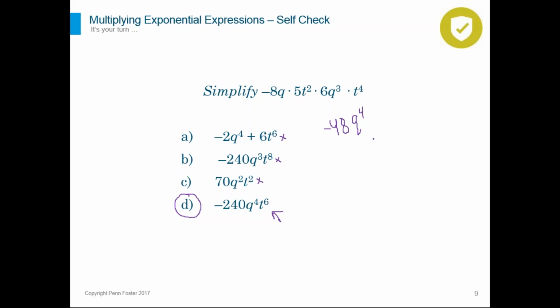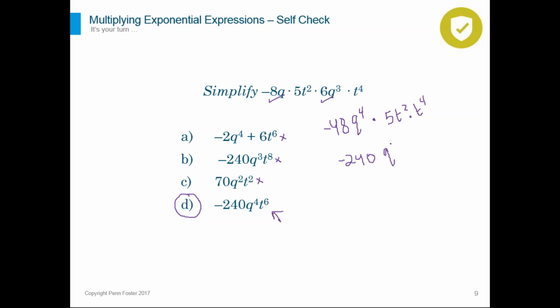Okay, should I go ahead and do the question? I'm going to do it for you. So far we multiplied negative 8q and 6q to the third. And then we still have to multiply times 5t squared times t to the fourth. So I need to multiply the coefficients. Negative 48 times 5 will give you negative 240.